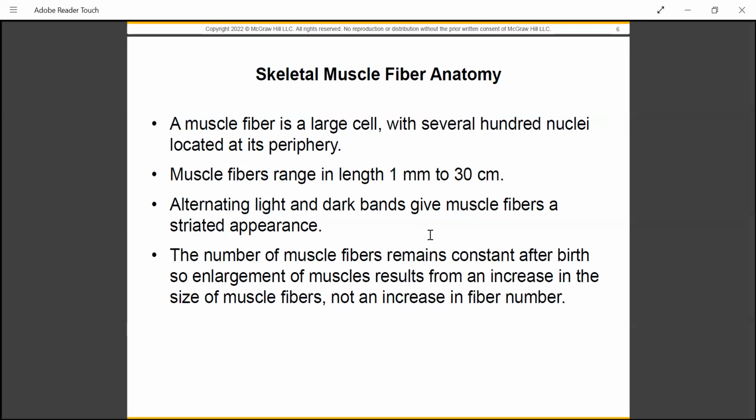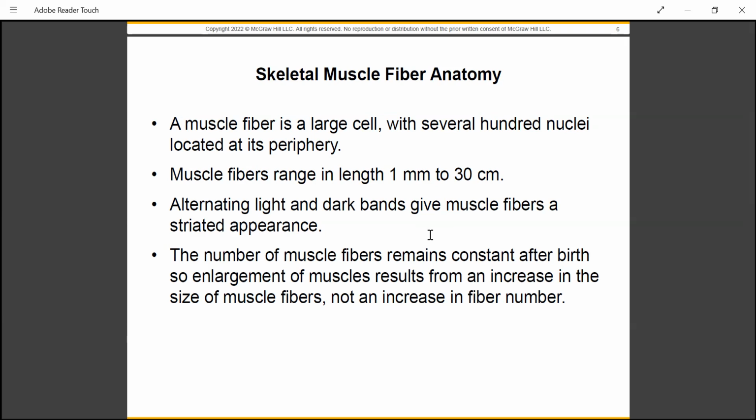So a muscle fiber is quite a large cell. It's one of the few types of cells that's going to have multiple nuclei. So some muscle cells have several hundred nuclei spread throughout the cell. So we have quite a wide variety of size in terms of our muscle fibers. So they can be as small as 1 millimeter and as large as 30 centimeters, which is quite large.